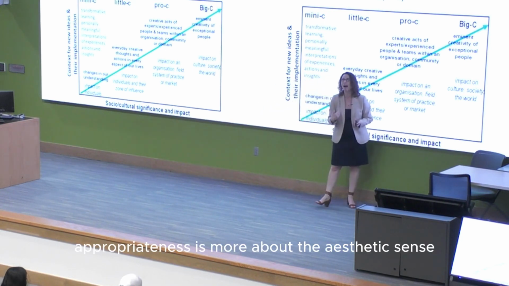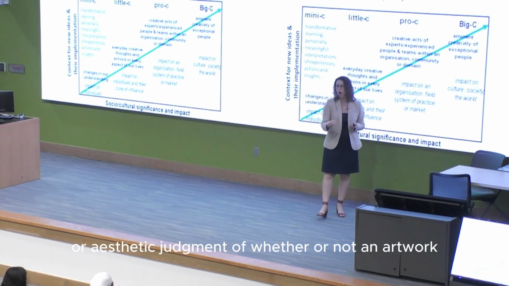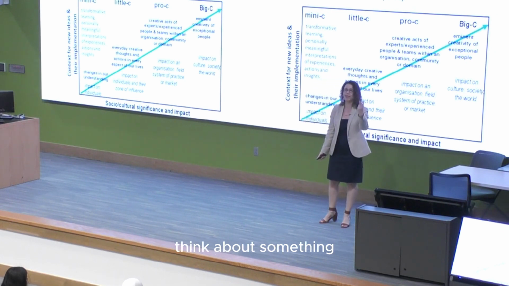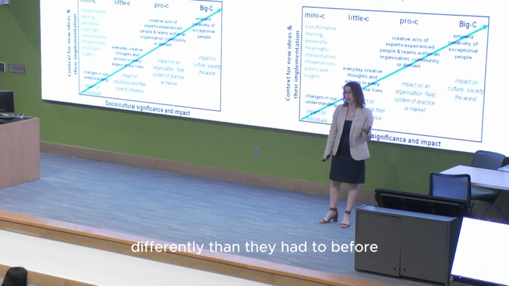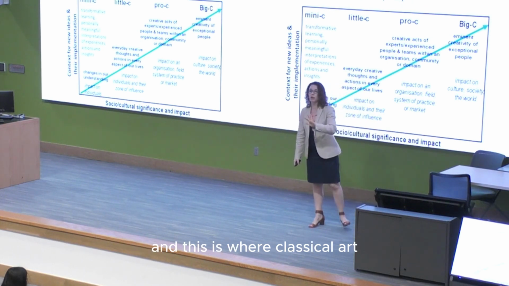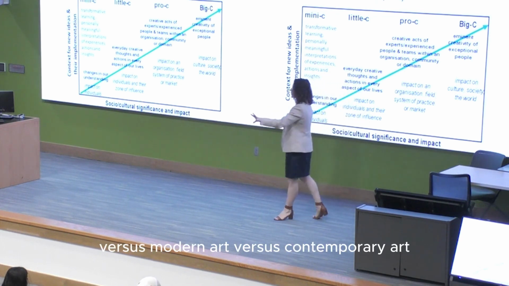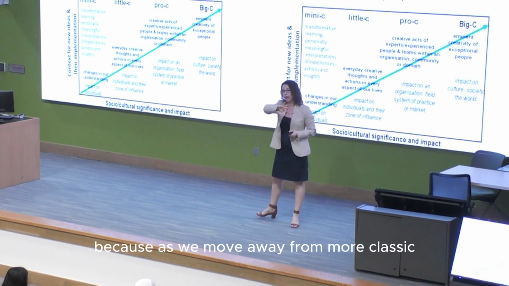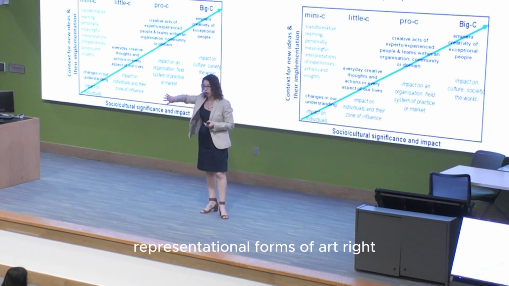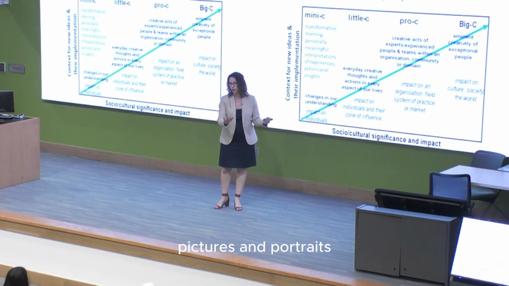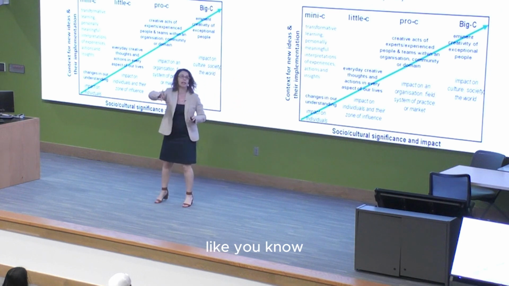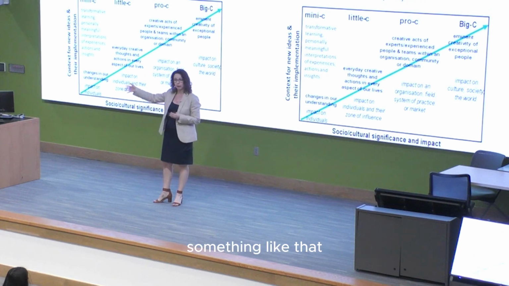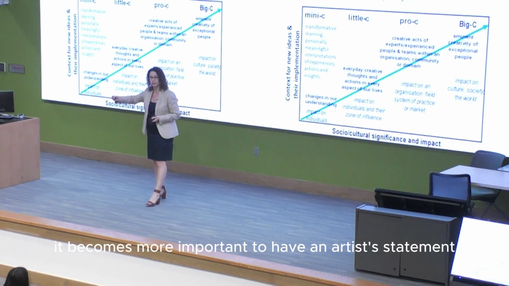Appropriateness is more about the aesthetic sense or aesthetic judgment of whether or not an artwork makes the person feel something, think about something, engage with their world differently than they had to before. And this is where classical art versus modern art versus contemporary art starts to get a little funky. Because as we move away from more classic representational forms of art, right, still lifes, pictures, and portraits, into more abstract art, like Picasso's mixed up faces or just an entire canvas that's just blue, right, something like that, it becomes more important to have an artist's statement, right?